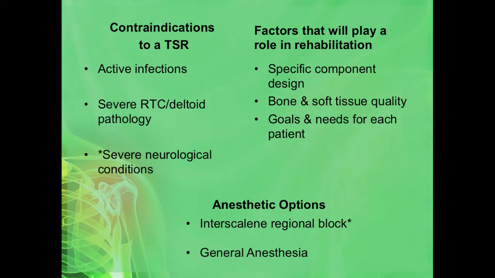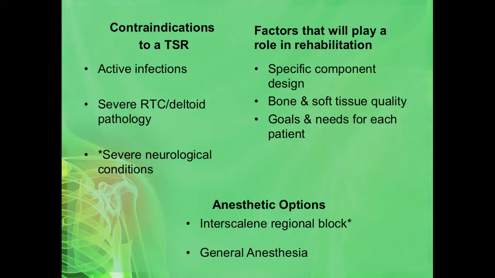So what are some contraindications for a patient to undergo a total shoulder? Certainly if they have an active infection, if they have severe rotator cuff or deltoid pathology, usually these individuals, the total shoulder will fail and they'll end up having to undergo a revision. In addition, if they have severe neurological conditions, especially any kind of upper motor neuron lesion, it's usually contraindicated for that patient to have a total shoulder.